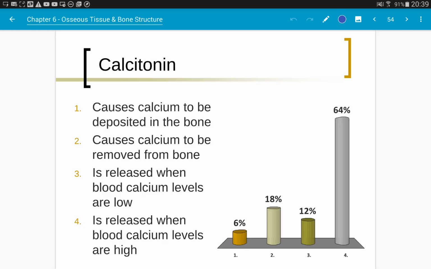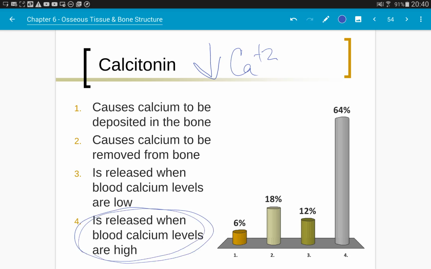What does calcitonin do? If you remember, calcitonin works to decrease blood calcium levels. Okay, so decrease calcium levels in the blood. So that means we have enough already. We have extra. So if we have extra calcium levels, we are trying to find a way to decrease the blood calcium levels.